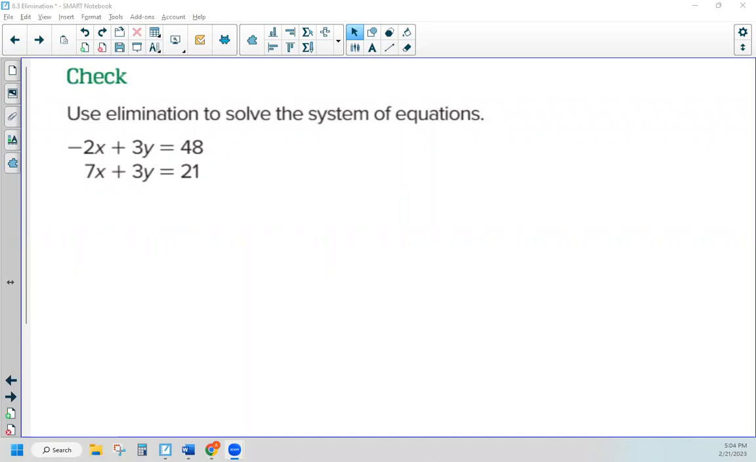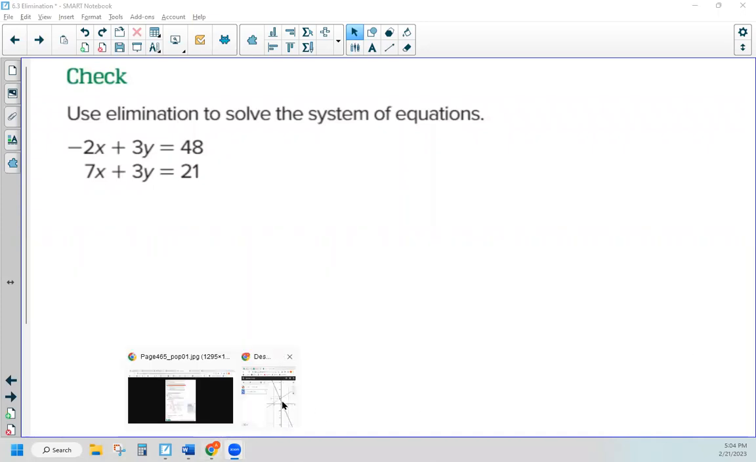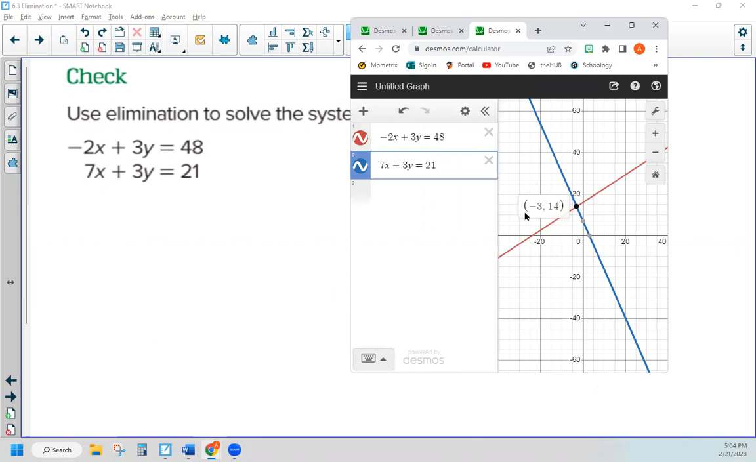All right. So, drum roll, please. The answer to this system is -3, 14. This is where these two lines will intersect. Remember that if you did not get this, you need to go and check your work. Make sure that you actually added or subtracted the correct way and dealt with your positive and negative numbers the correct way.